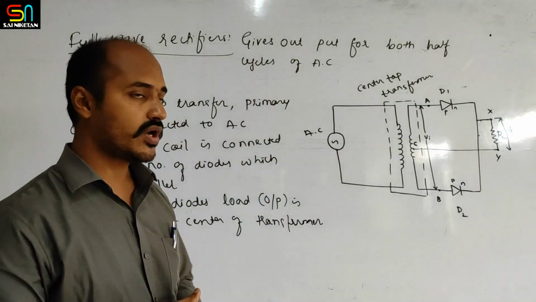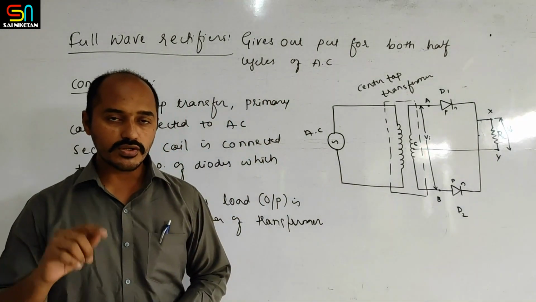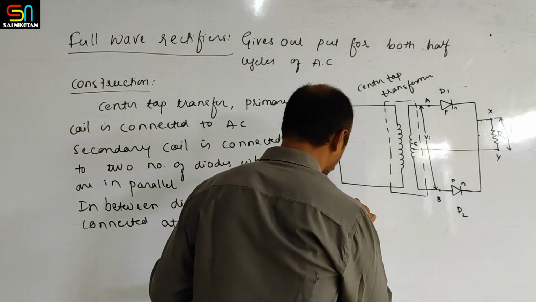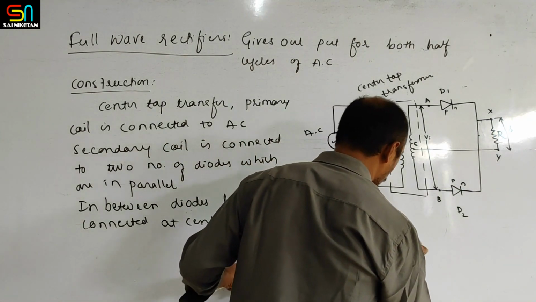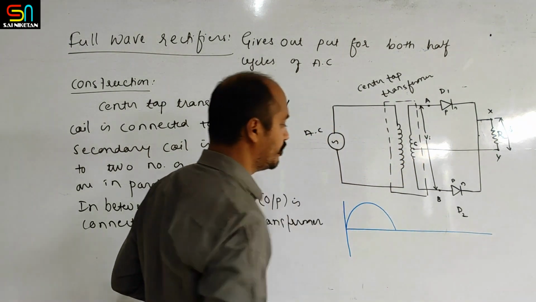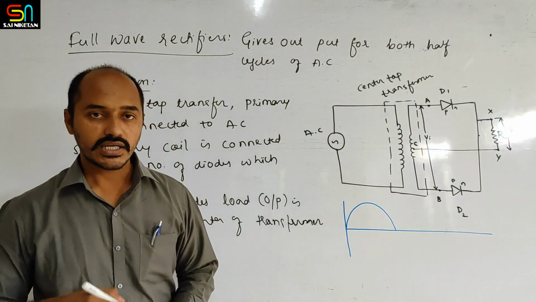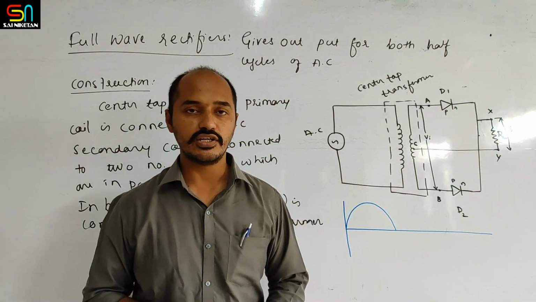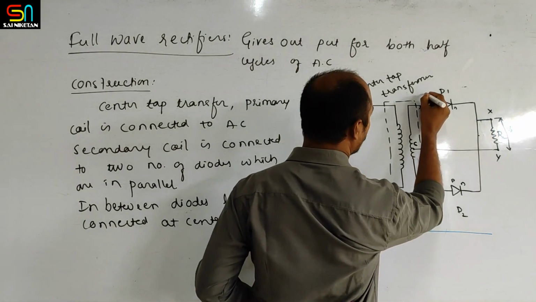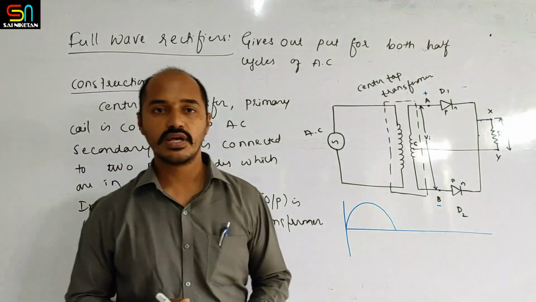Now how does it work? Listen very carefully. For the positive cycle, I will draw the input as well as the output here. When the positive half cycle starts flowing through the primary coil, current is induced in the secondary coil such that point A becomes positive and point B becomes negative.